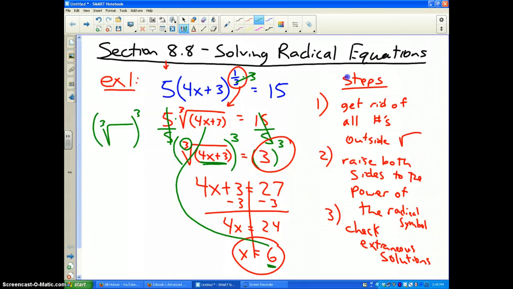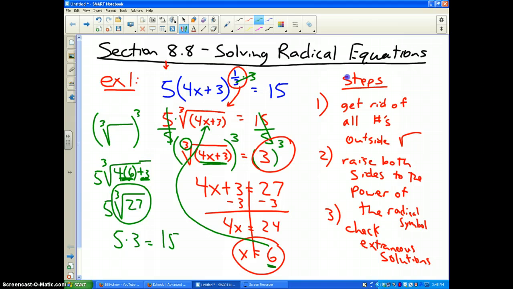If I put 6 in for x, I'm going to write this over here so we can see this more clearly. 4 times 6 plus 3 under the cube root. Well, 4 times 6 is 24 plus 3 makes 27, which makes the cube root of 27. We all know the cube root of 27 is 3. So 5 times 3, yep, that equals 15, which is what we wanted. So therefore, this number checks, and that is the answer to the problem.